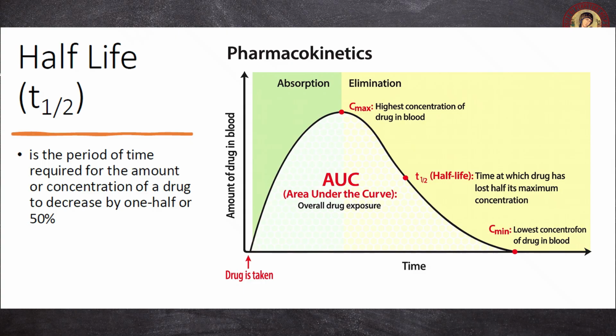The AUC, or area under the curve, shows the total drug exposure. How much of the drug was present in the body over time. Pharmacists use half-life to determine dosing intervals. How often a patient needs to take the medicine to keep drug levels effective without causing toxicity. So remember, half-life determines how long a drug stays active. Too short means frequent dosing. Too long means possible accumulation.